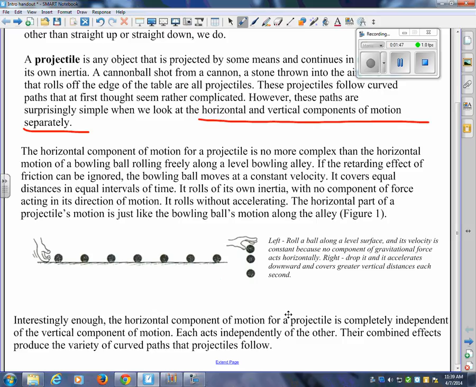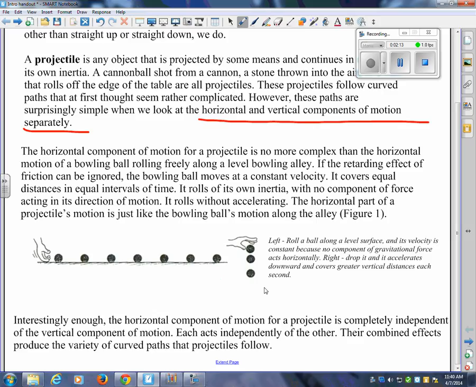It rolls without accelerating. The horizontal part of a projectile's motion is just like the bowling ball's motion along an alley. Here's a picture here, right? These bowling balls are equally spaced, which indicates constant horizontal motion, right? Roll a ball along a level surface and its velocity is constant because no component of gravity acts horizontally. Drop it and it accelerates downward and covers greater vertical distances each second. The distances are increasing here.